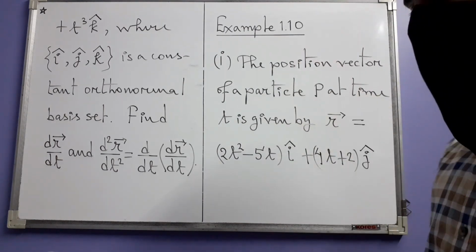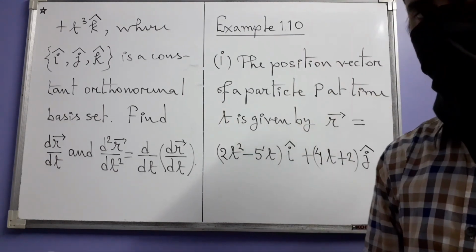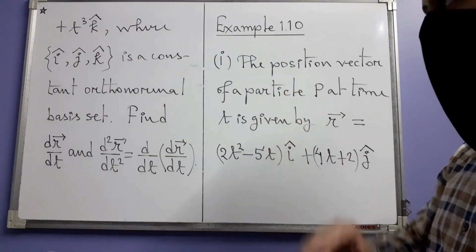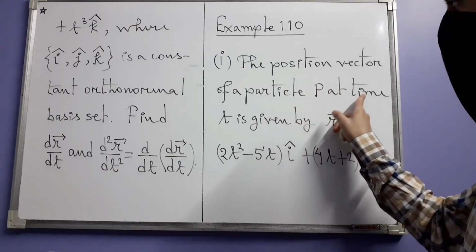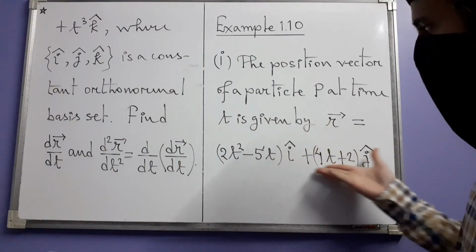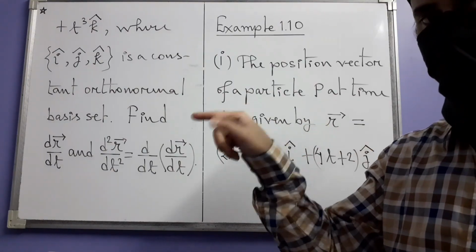Example 110, where we are going to apply these ideas. There are two parts. This is part 1. The position vector of a particle P at time t is given by r. What I was saying just now.